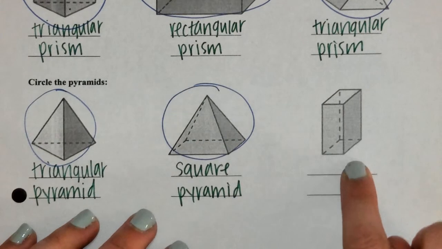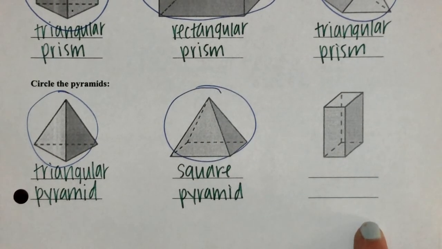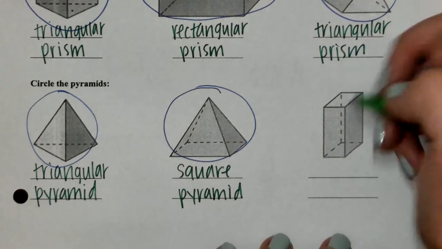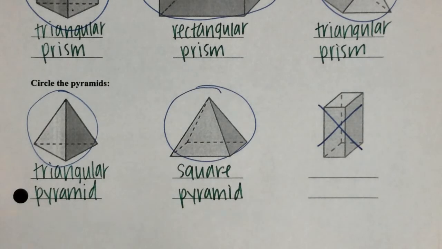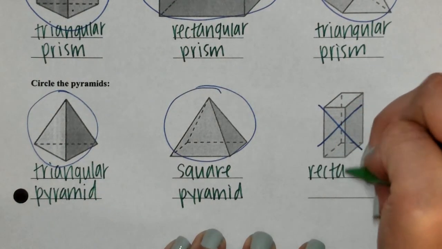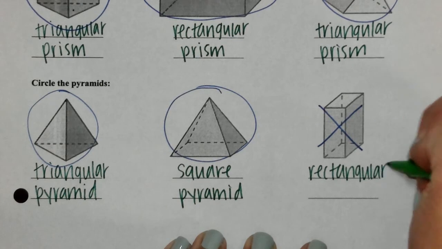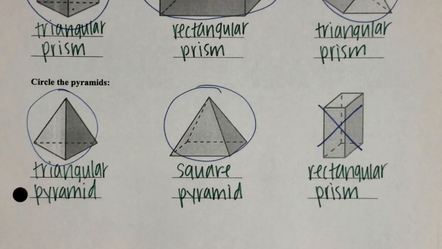What about this one? Raise your hand if you think it is a pyramid. Raise your hand if you think it is not. Good, it is not. So I'm going to put an X over it because it is not a pyramid. But we still want to name it. So what would this be called, Dayton? Good. It is a rectangular prism. Any questions on that? Put an X over it. Rectangular prism.